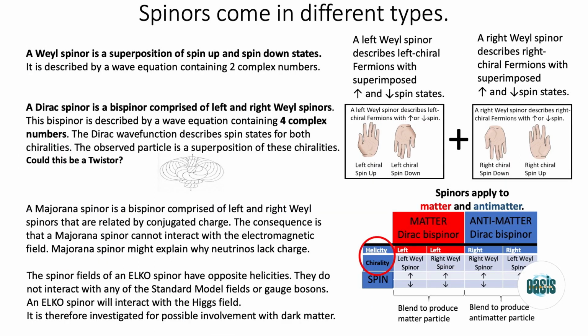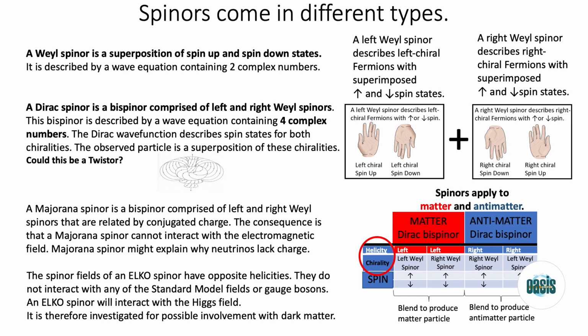So spinors come in different types. I already mentioned a Weyl spinor. It's a superposition of spin up and spin down states. It contains 2 complex numbers. So this would be a left Weyl spinor. It's got left chirality with up spin and left chirality with down spin. You can also make it with right chirality, and I'll show you what that means in a minute, with right chiral up and spin down. A Dirac spinor is actually a combination of these two, if you add them together. So it actually has 4 complex numbers. It's described by a wave function that covers both superimposed spin and also superimposed chiralities. Well, 4 complex numbers in one wave function sounds a lot like a twistor. It makes you wonder if that's not the structure that we're dealing with.